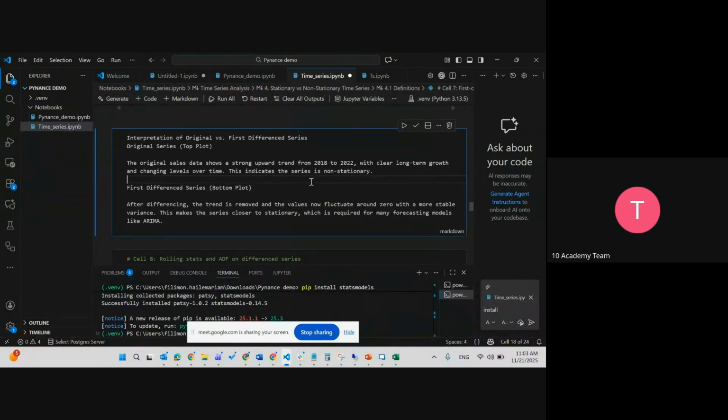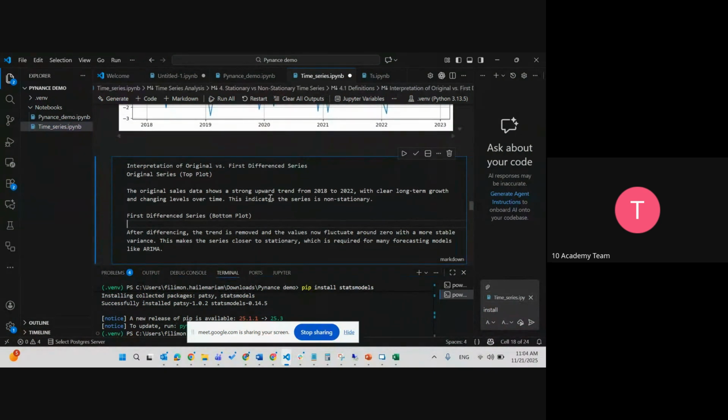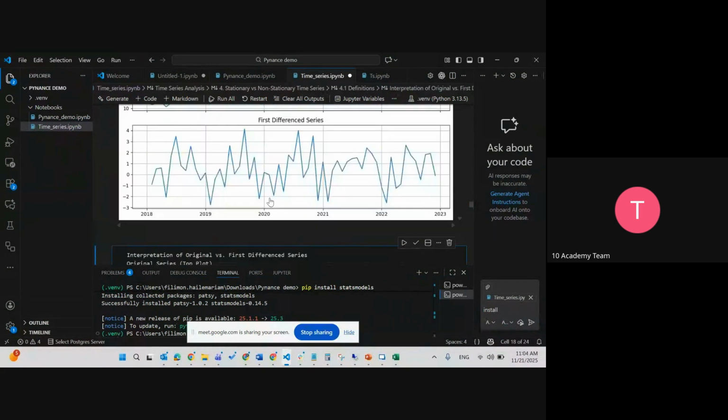The original sales data shows a strong upward trend from 2018 to 2022, with clean long-term growth and changing levels over time. This indicates the series is non-stationary. After the differencing, the trend is removed. The values now fluctuate around 0 with more stable variance. This makes the series closer to stationary, so we can build our model for the future. As you can see here, it oscillates between 0 and 1, so it becomes stationary.